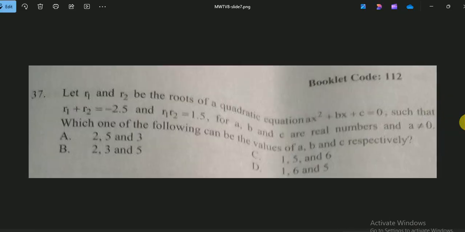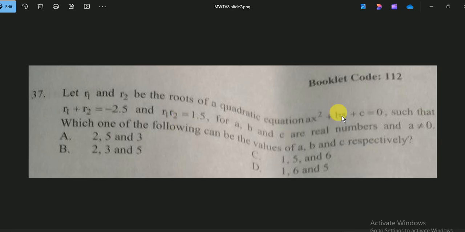Yes. 37. Let R1 and R2 be the roots of a quadratic equation ax squared plus bx plus c equals 0 such that the sum of the roots is negative 2.5 and the product of the roots is 1.5, for a, b and c real numbers and a not 0. Which one of the following can be the values of a, b and c respectively? Okay, we have the sum of roots given and the product of the roots given, and we are talking about the general quadratic equation. What can you say about the coefficients a, b, c? That's the question. We have to remember the formula for the sum and product of roots of quadratic functions.